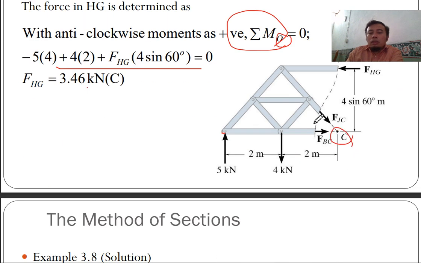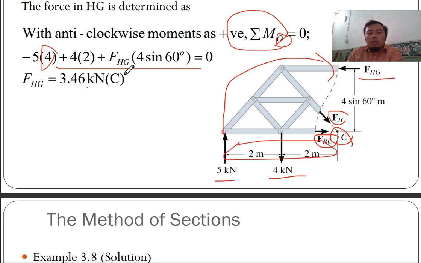So when you take moment at C, you cancel out FJC and FBC. So you'll be left with FHG, which is 4 kilonewton, and 5 kilonewton. That's why your 5 kilonewton is clockwise, because the center of moment is here, with a moment arm of 4 meter, and then your 4 kilonewton external force with 2 meter moment arm, and then your FHG is with moment arm of force in 60 degree.